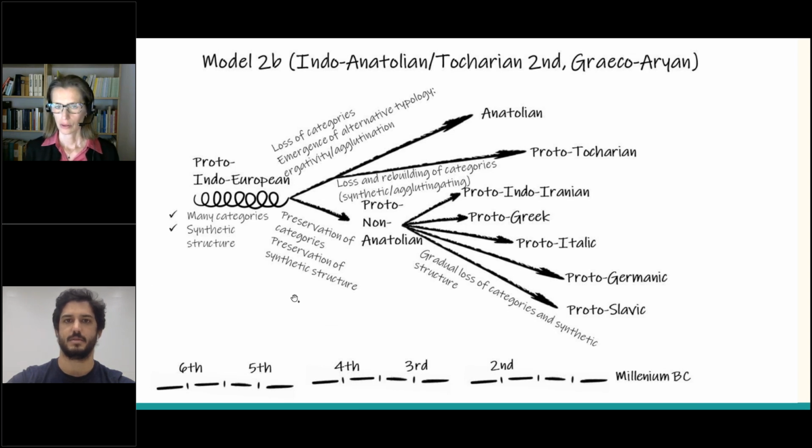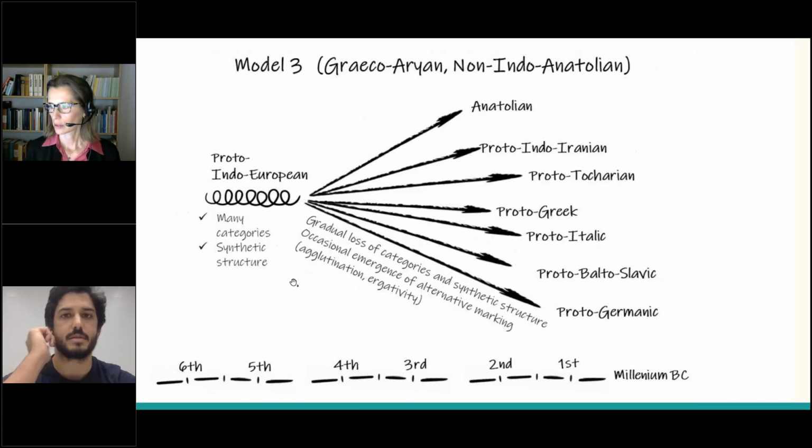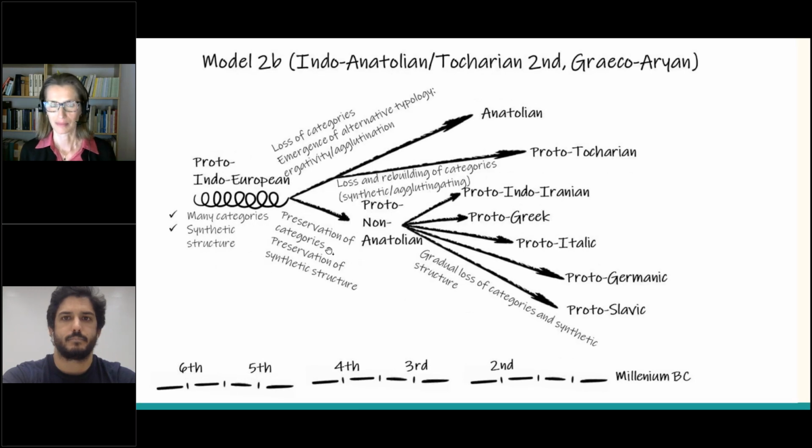Thanks for the question. So, yes. This would be like an alternative model, where they all split off equally, at the same time. And I think that would, as Chundra said, probably just strengthen the reconstruction that we have, I assume, but we don't know, of course, before we have tested.